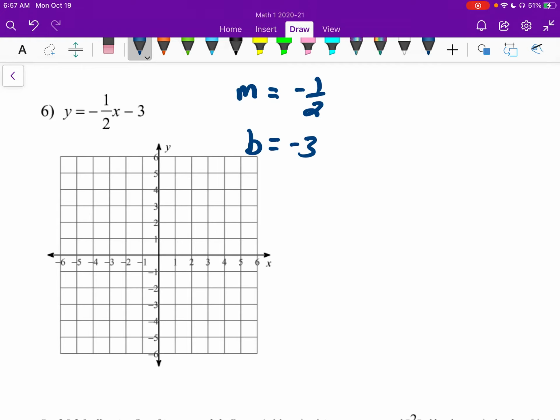All right, back to graphing. So we have our slope is negative 1 over 2, and our y-intercept is negative 3. So I'm going to first start off by putting a dot on the negative 3. Then my slope negative 1 over 2, so that means rise is down 1, and then run is 2. So put a point there.